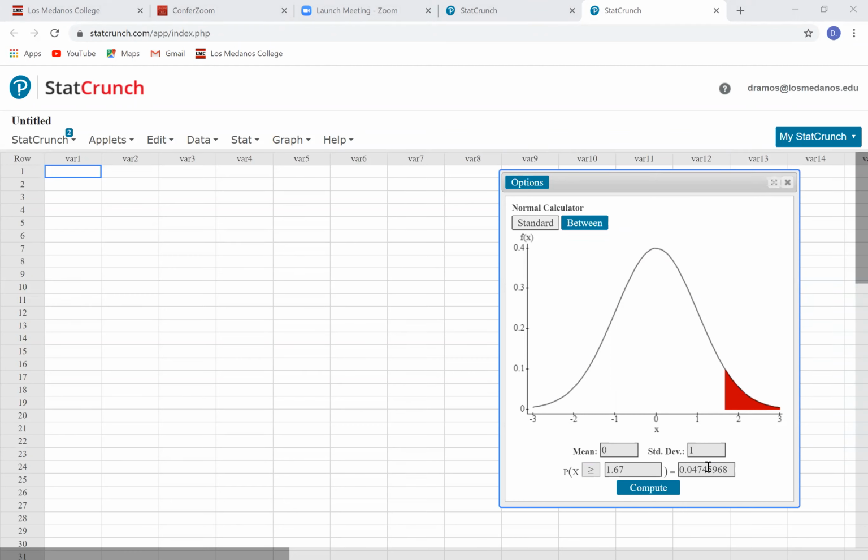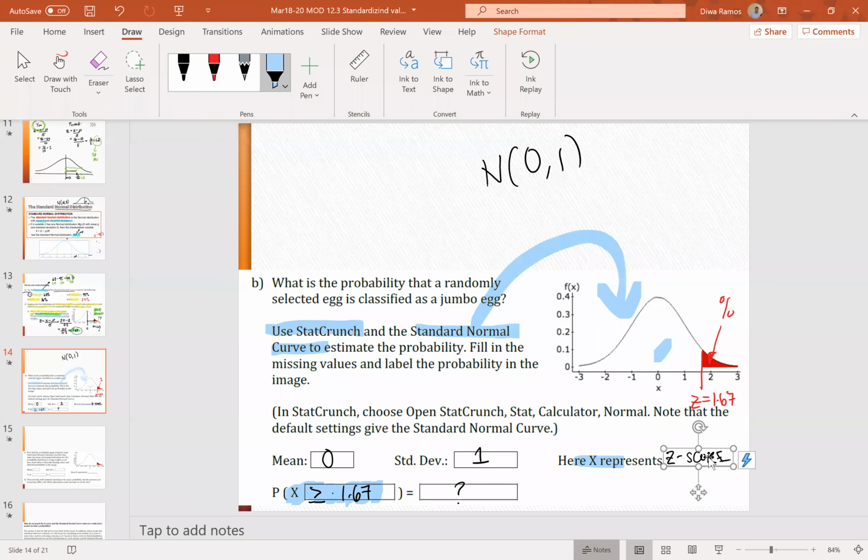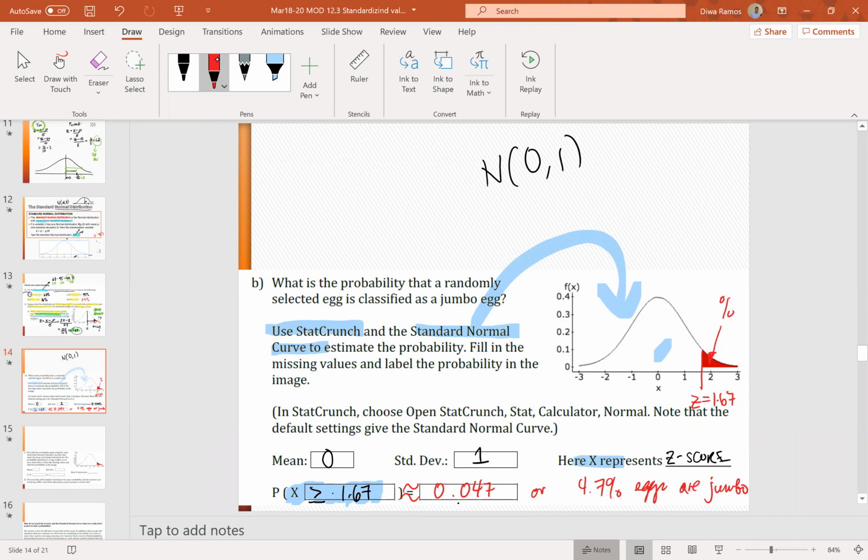So was it 0.047? Okay, let me just remember that as I switch to the previous screen. Okay, so going back, we can now fill this up. And I think what we got was 0.047 approximately, or about 4.7% of eggs are jumbo weight eggs. Okay. Any question using the StatCrunch?